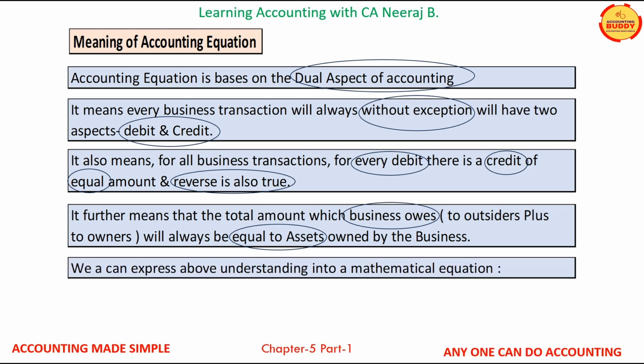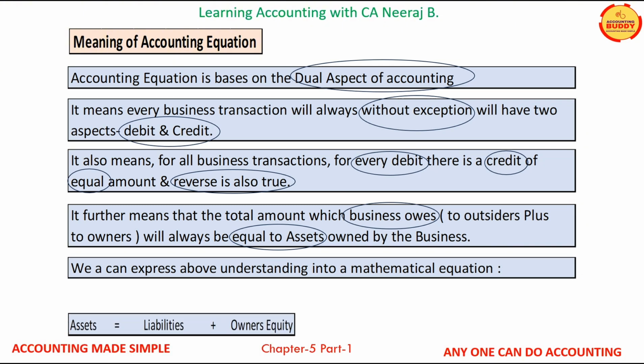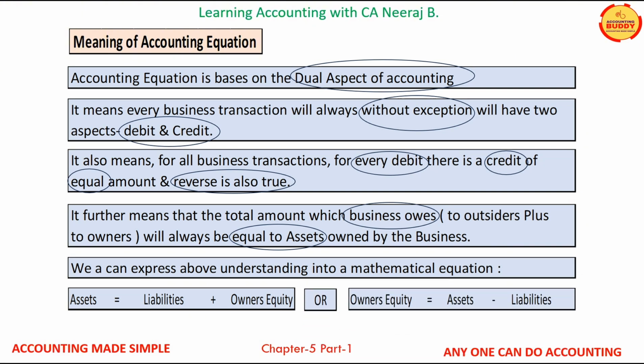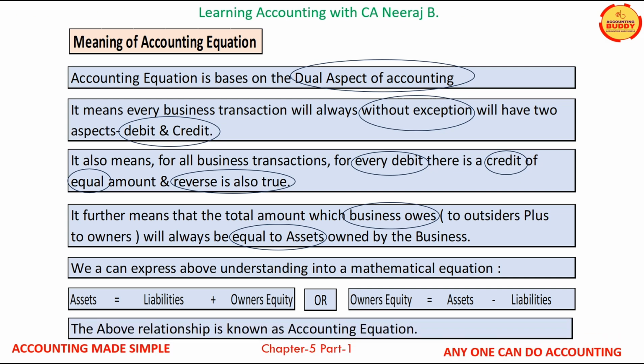We can express this understanding into a mathematical equation displayed on your screens. Assets are always equal to liabilities plus owner's equity, or this equation can also be expressed as owner's equity is equal to assets minus liabilities. This relationship is known as accounting equation.